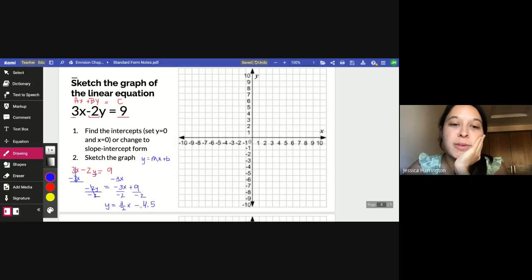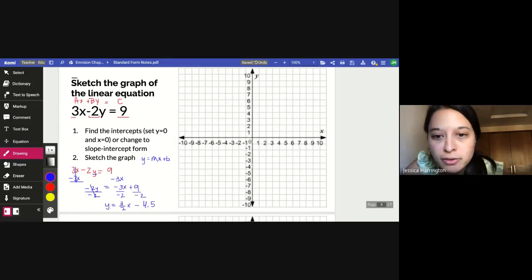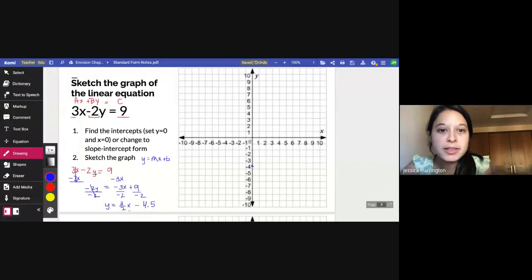My y-intercept is negative 4.5, so I can come down to negative 1, 2, 3, 4.5, put a dot. And then my slope is positive 3 over 2. So up 3, 1, 2, 3, over 2. Up 3, 1, 2, 3. So I'm going to the half points because that's a whole one up over 2.